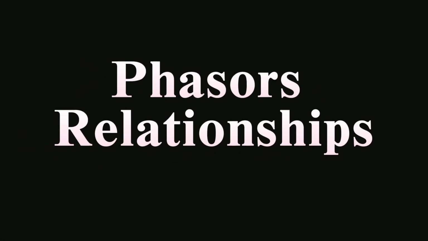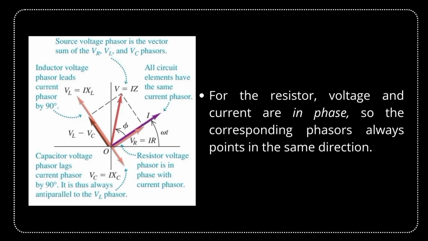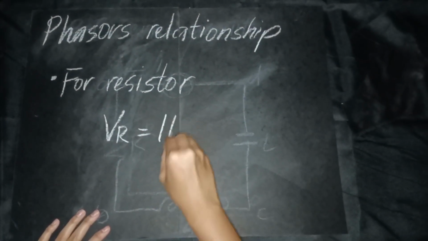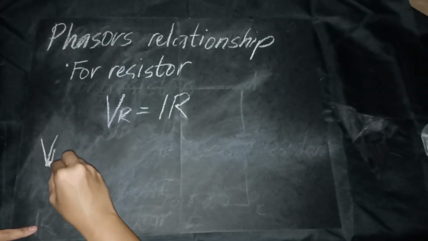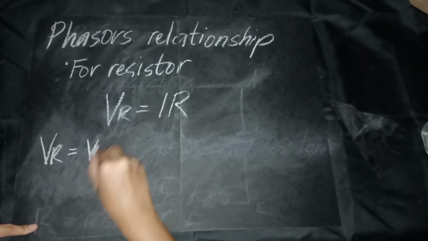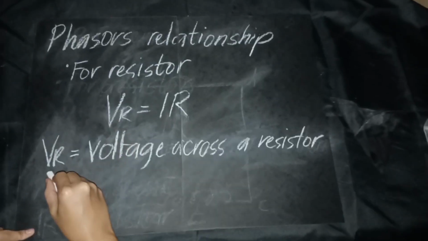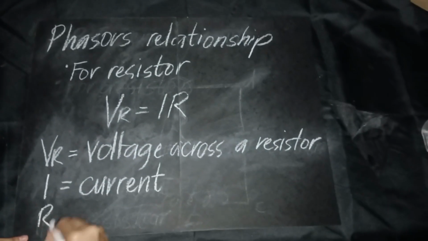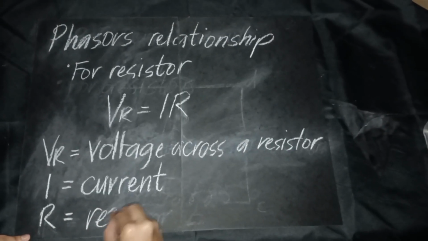Next, we are going to discuss the phasor relationships. First, the resistor, where the voltage and current are in phase. So the corresponding phasors always point in the same direction, meaning wala sila'y kalahian. And the value of VR is equal to IR, where VR is the voltage across the resistor, I is the current flowing through the circuit, and R is the resistance of the resistor.